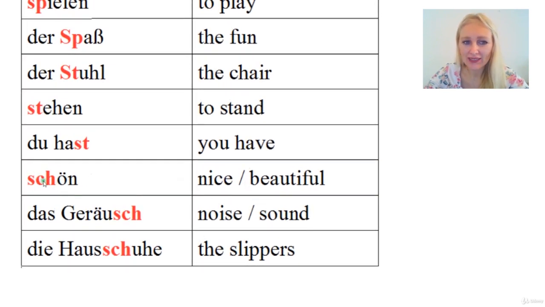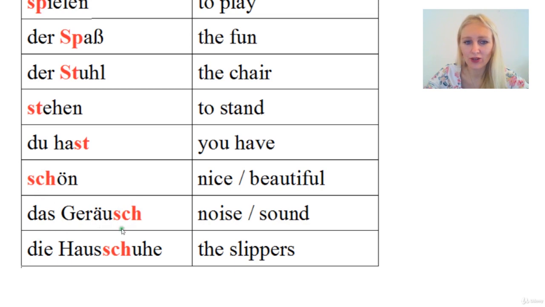So schön is nice or beautiful, schön. Here you have an SCH. It's pronounced exactly the same way as the SH in English, okay, like to shine or so. So it's schön, schön. Das Geräusch. Okay, so no matter whether it's at the beginning of a word, in the middle of the word, or at the end of the word, whenever you have this combination SCH, you pronounce it as "sh".